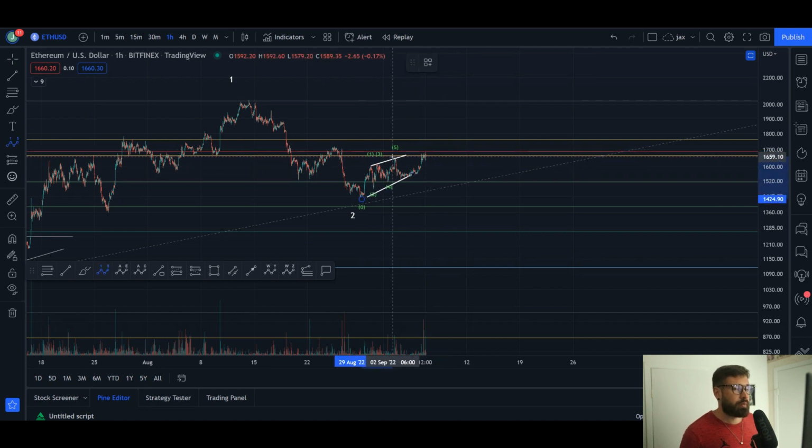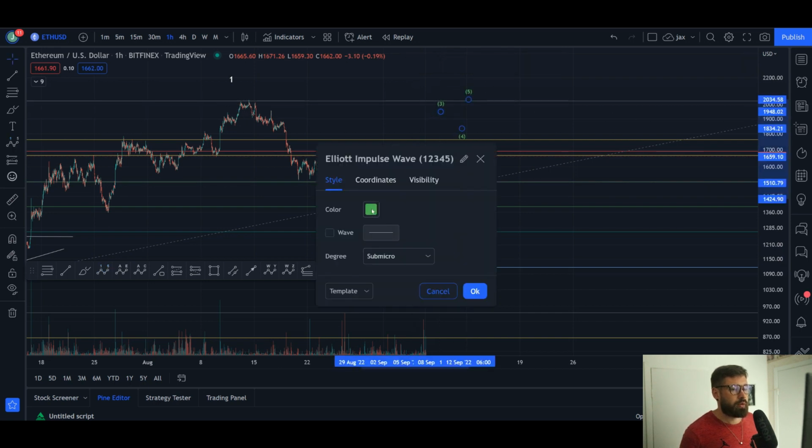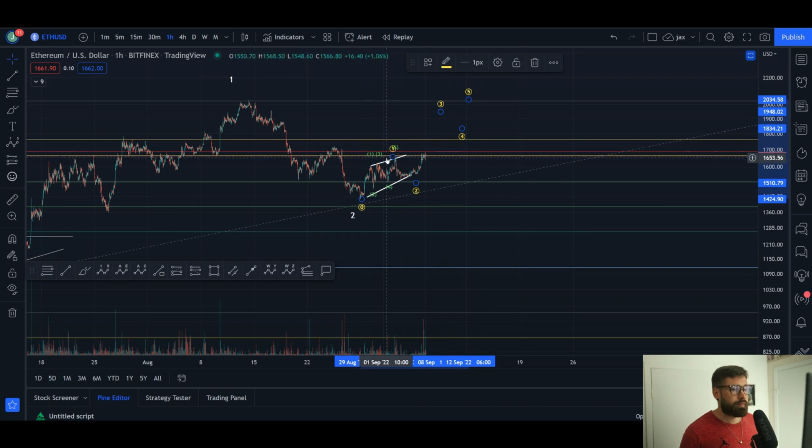And now you begin to come down in a wave 2. Now you're pushing up in a wave 3, so we'll change this really quickly here to yellow. So we have a leading diagonal into a wave 1. You're seeing a wave 2 pullback pushing up into a wave 3.